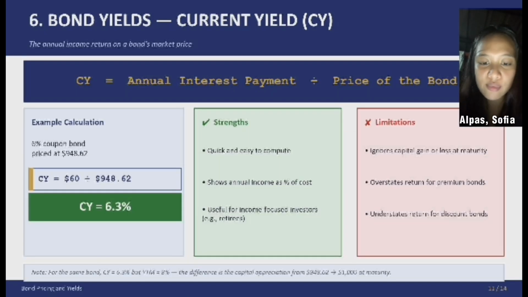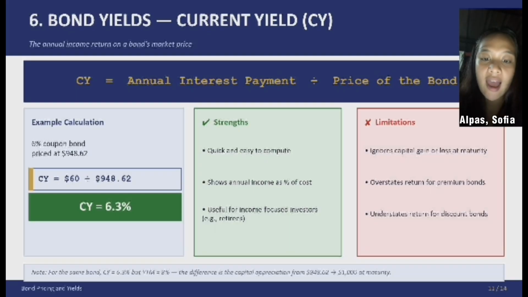Now, let's move to bond yields. Current yield, or CY. Current yield measures the annual income return of a bond based on its current market price. The formula is: current yield is equal to annual interest payment divided by price of the bond.